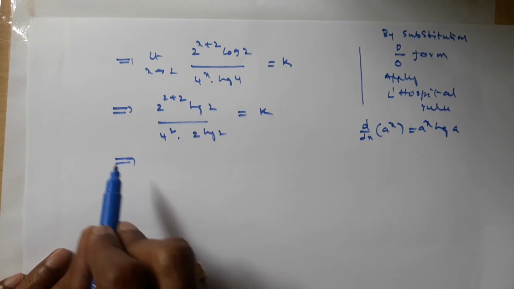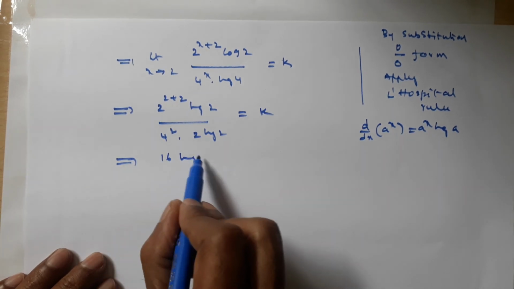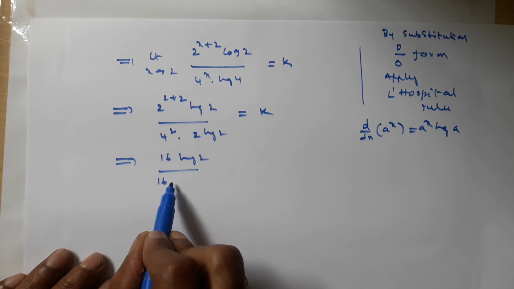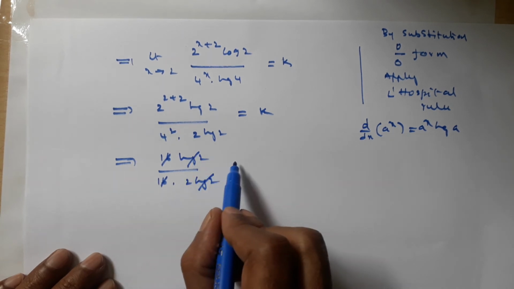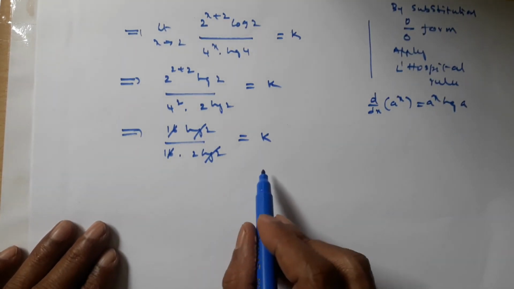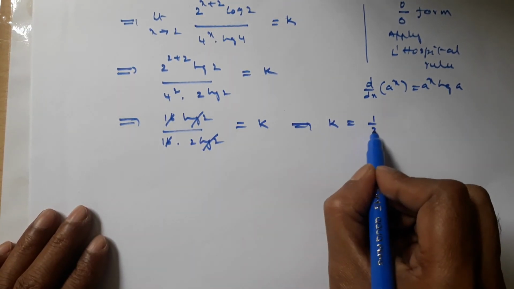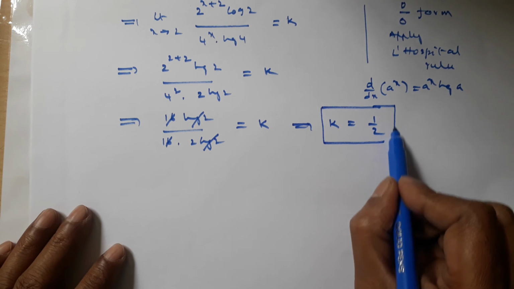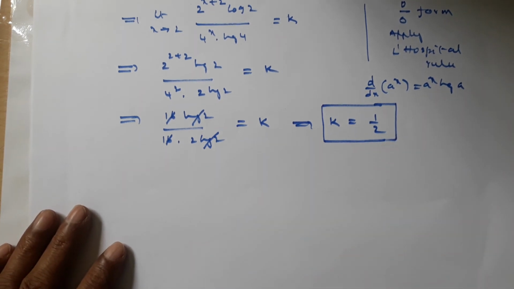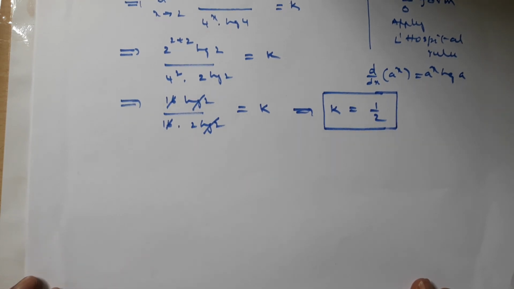This implies 16 log 2 divided by 16 into 2 log 2. So 16 is cancelled, log 2 also is cancelled, the right side is k, implies k is equal to 1 by 2. So k is equal to 1 by 2. By applying the continuity definition, we can find the value of k.